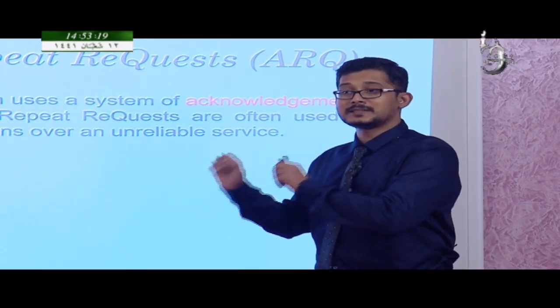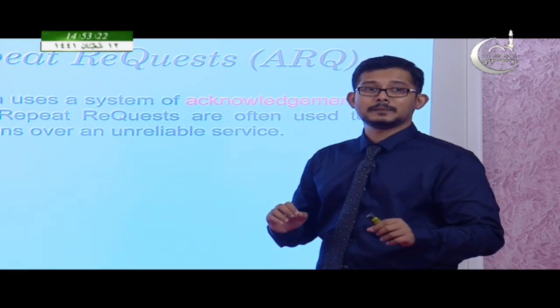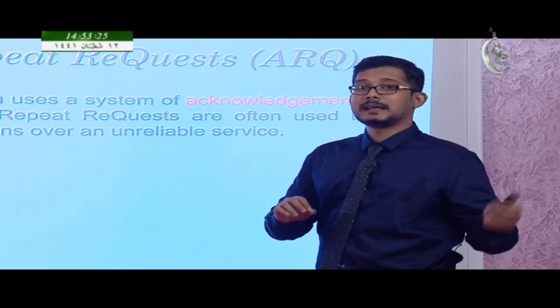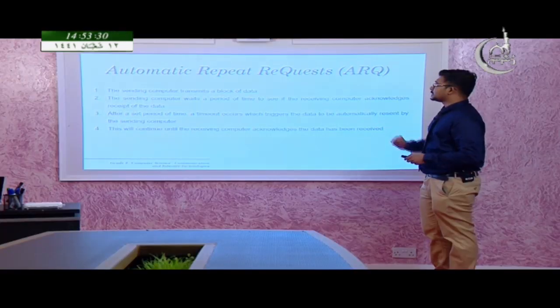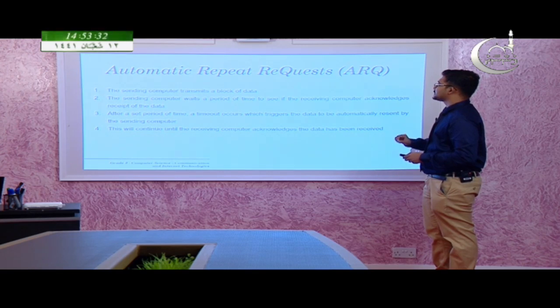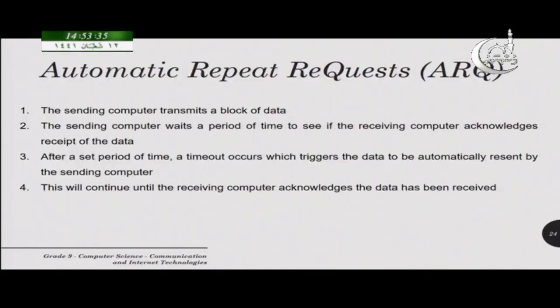If device B does not send an acknowledgement within the timeout period, the data will be sent again from device A. This is how it works. The sending computer transmits a block of data. The sending computer waits a period of time to see if the receiving computer acknowledges receipt of the data. After a set time, a timeout occurs, which triggers the data to be automatically resent by the sending computer. This will continue until the receiving computer acknowledges that the data has been received.